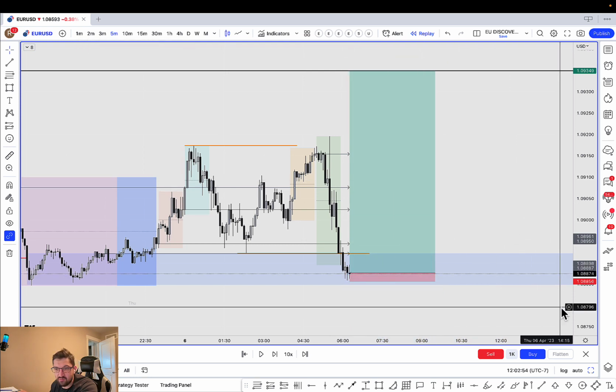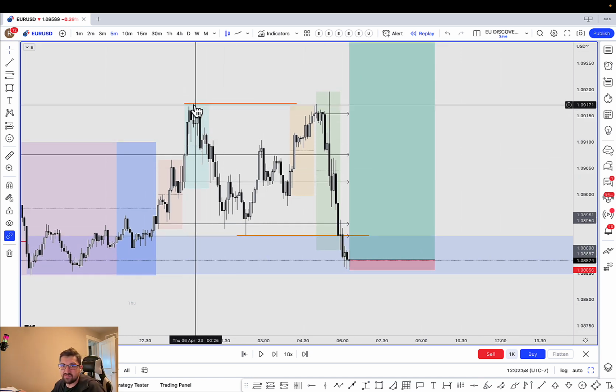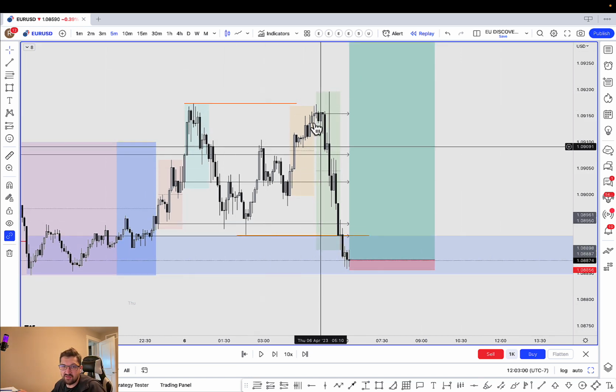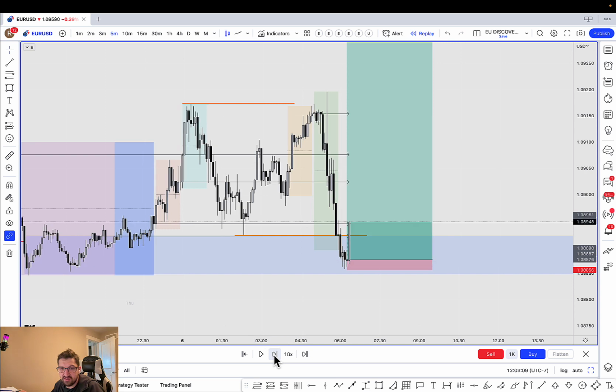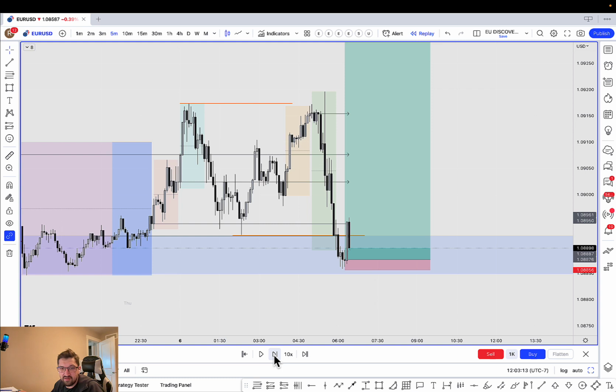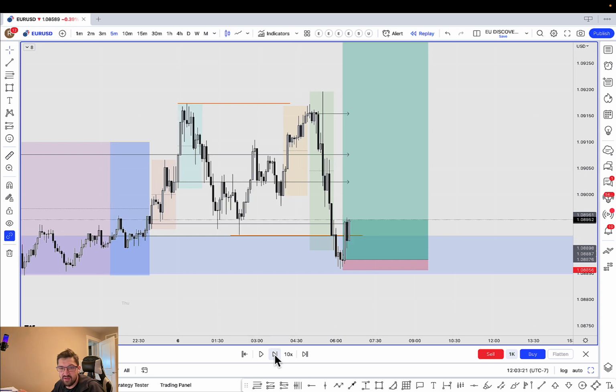The second stack was super clean. It's basically a manipulation of the highs and lows rather than the 1 hour like we had here. I got it on the 5 minutes, so the stack was super clean. There's no need to mitigate this demand any further. And here, price comes back down. We rebalance, which tells me that price does not need to come much lower.